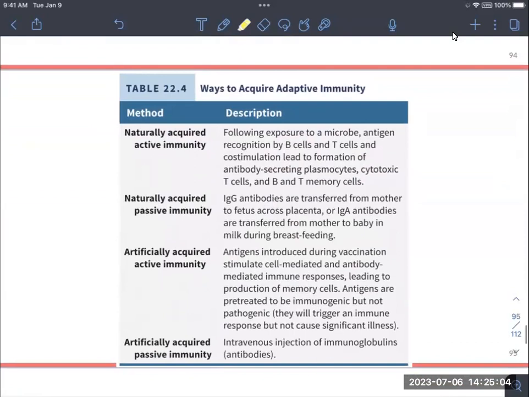So these are the different types of immunity that we have: the naturally acquired active, naturally acquired passive, artificially acquired active, artificially acquired passive types of immunity.